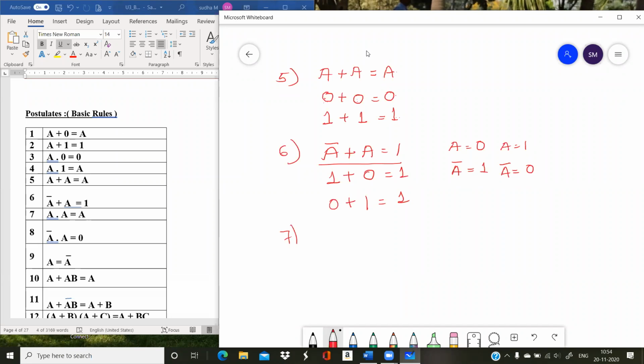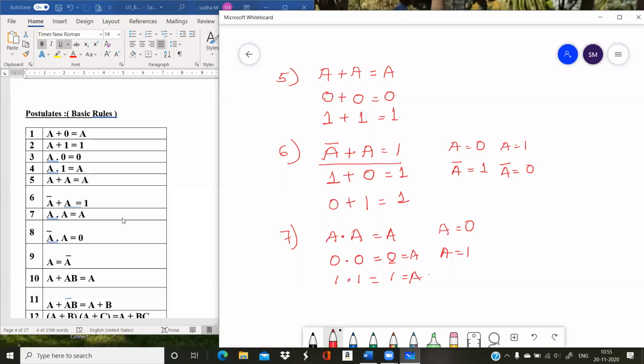Next, the seventh one says that A dot A is equal to A only. Again, consider the two values for A. When A is equal to 0, 0 dot 0 is equal to 0, which is equal to A. When A is equal to 1, 1 dot 1 is equal to 1, which is equal to A again, because we have taken A as 1. Therefore, A dot A is equal to A.